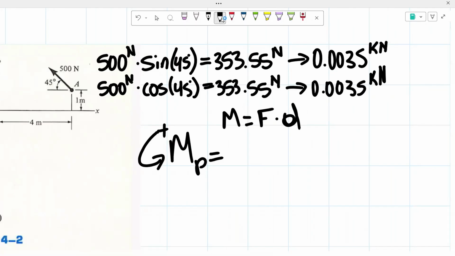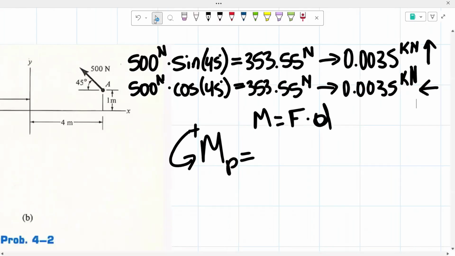So our vertical force, we have to know if that's acting upwards or downwards. As you could see, this 500 newtons is slanted upwards. So that's going to be going upwards. That's a positive 353.55 newtons. And for our horizontal force, as you can see, that's slanted to the left. That's why that force is going to the left.